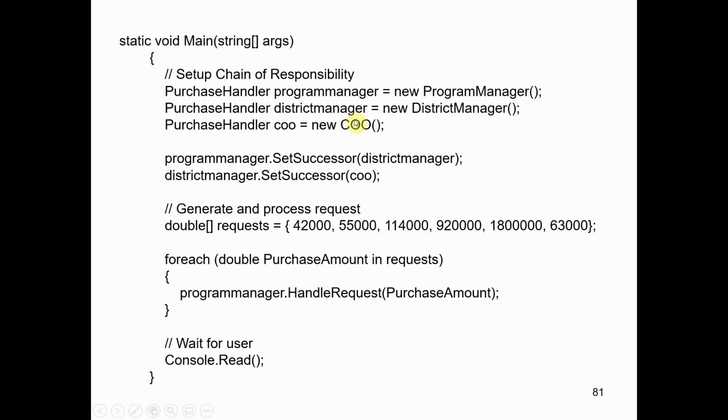And here is the main program. Here we first set up the chain. This shows you how we set up the chain. The program manager is the first one, and its successor is the district manager. The district manager's successor is the COO. So this is how you set up the chain. And then you have the requests, and a for loop to go through them. Of course the program manager is the first one in the chain, so you need to give the request to the program manager first.